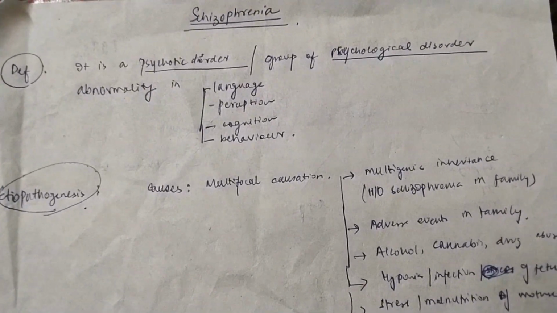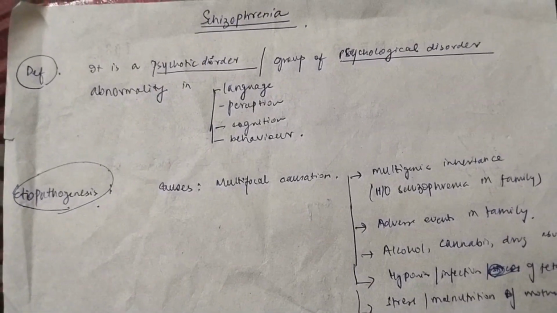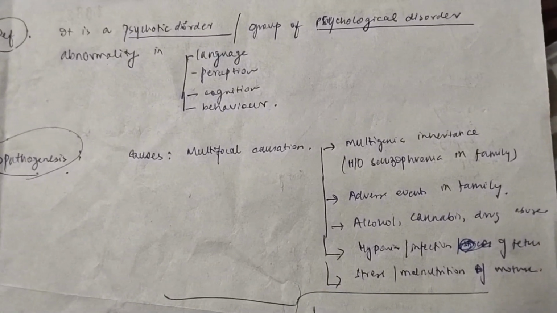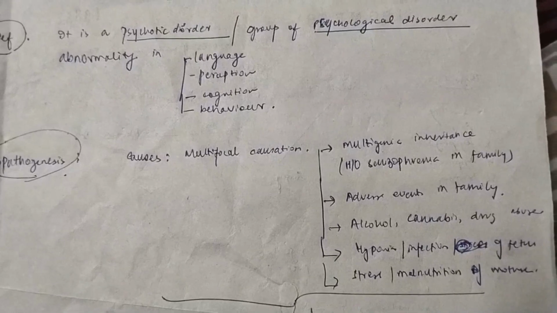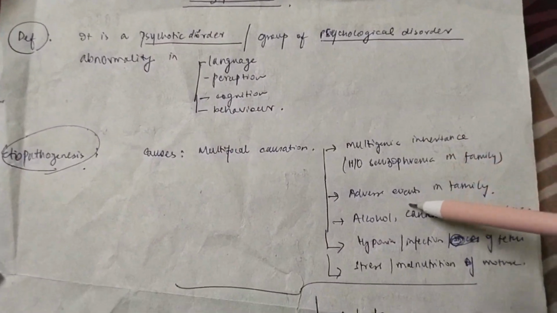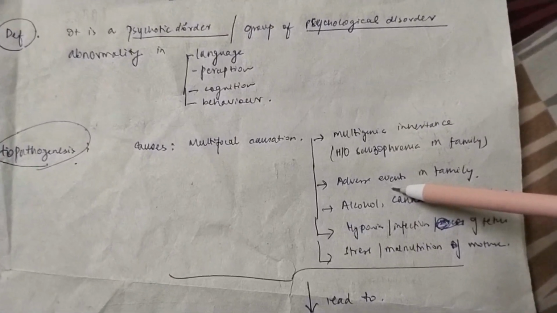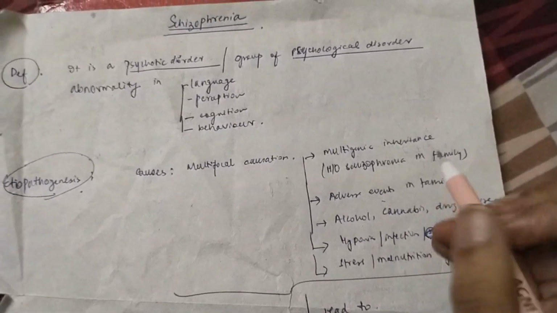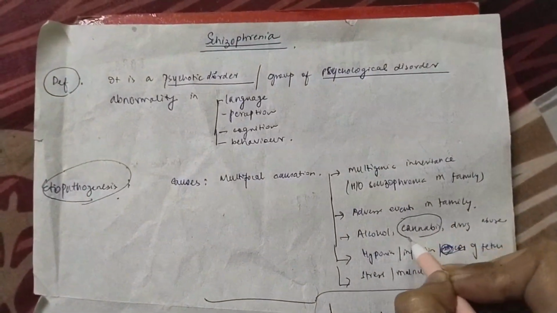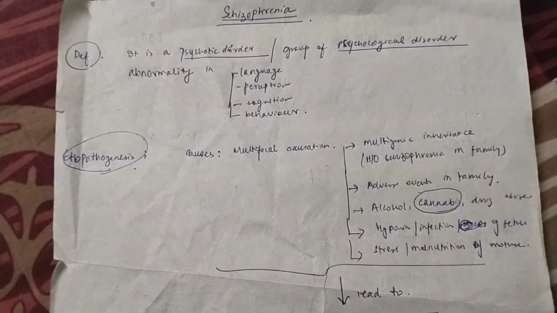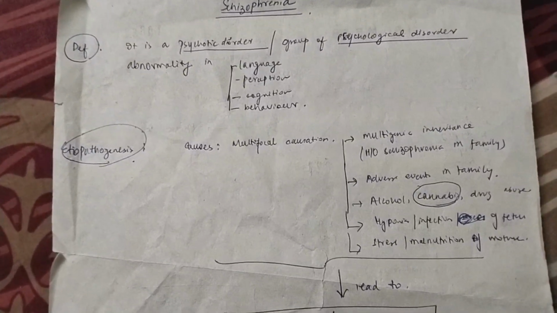Next, we come to the etiopathogenesis, that is, what are the causes and how they lead to schizophrenia. If there is a positive family history of schizophrenia, that is multigenic inheritance. If there are adverse events in the family, such as alcohol, cannabis and drug abuse, where cannabis abuse is really important. Then you have hypoxia or infection to the fetus, and stress or malnutrition to the mother.